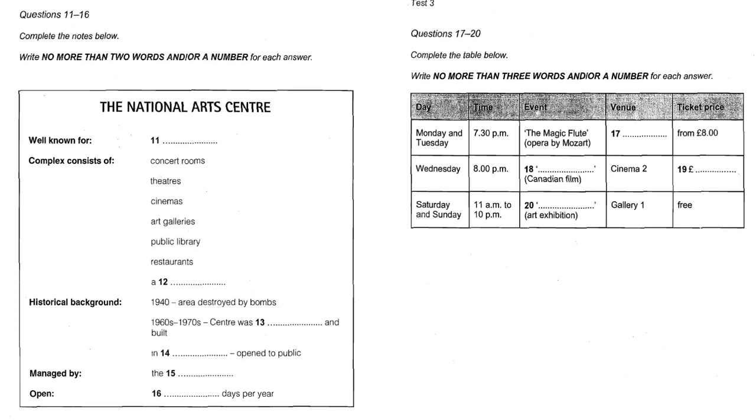For those more interested in the cinema, you might like to see the new Canadian film, which is showing on Wednesday evening at 8 p.m. in Cinema 2, and that's called 3 Lives. It's had fantastic reviews, and tickets cost just £4.50, which is a reduction on the usual price of £5.50. So, it's really good value, especially for such a great movie.